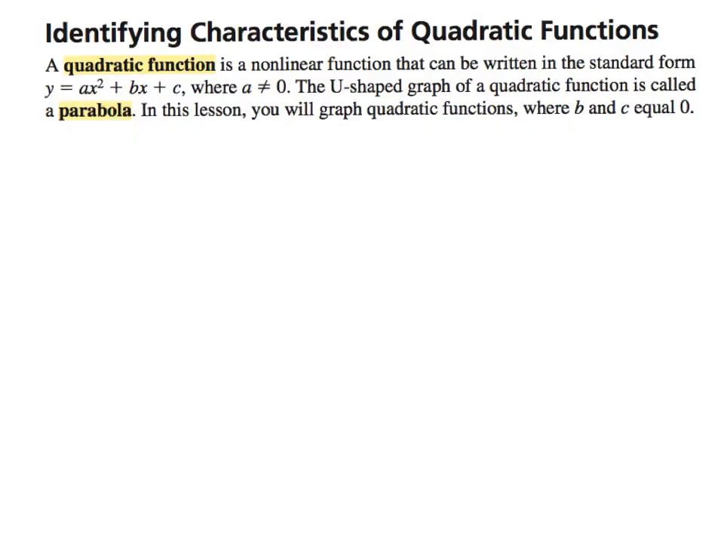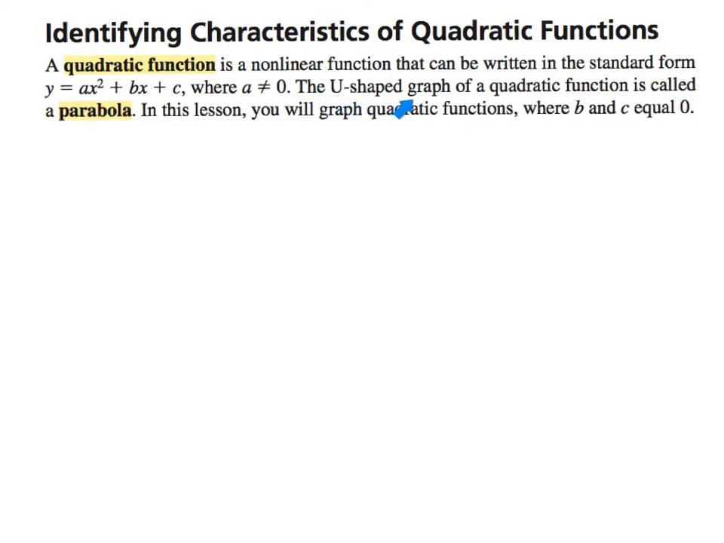So identifying characteristics of a quadratic function. How do you identify them? Well, a quadratic function is a nonlinear function. Make note of that. It's not a line. And that can be written in the form ax squared plus bx plus c equals y. So y, once again, it could also be f of x. Now, a cannot be 0.